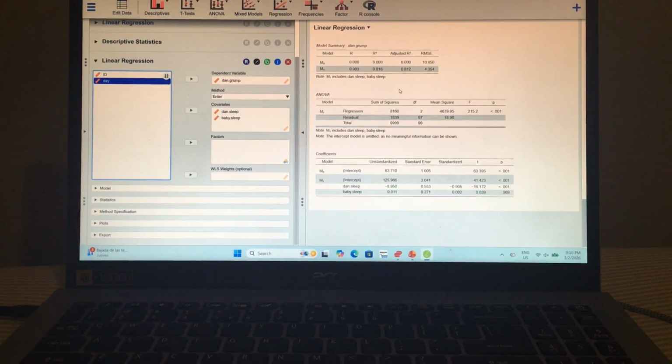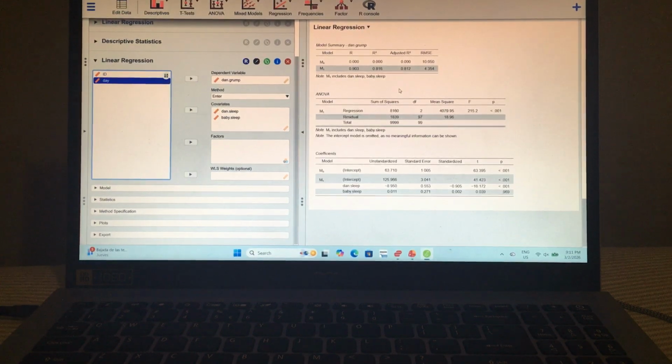So in multiple linear regression, the following formulas can be used to compute degrees of freedom for the model's F-test. So we have degrees of freedom regression equals K, degrees of freedom residual equals N minus K minus 1. So the degrees of freedom total is N minus 1, or 99, there it is. So where K is the number of independent variables and N is your sample size.